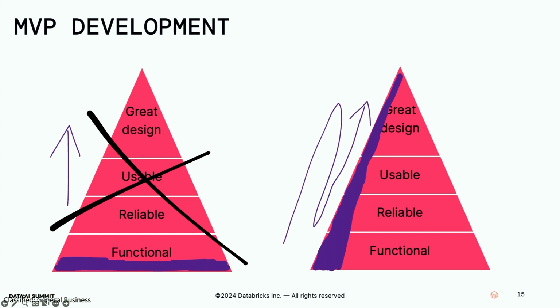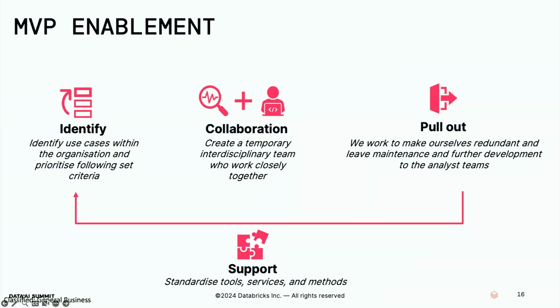So for your MVP, you go from functional to great design in the shortest possible time, then you add a next feature, go from functional to great design in the shortest possible time, and so on and so forth. This is what my team works with in our company. We're enablers for exactly these kinds of minimum viable products and for testing new solutions that we can then spread to the analyst teams in our company.